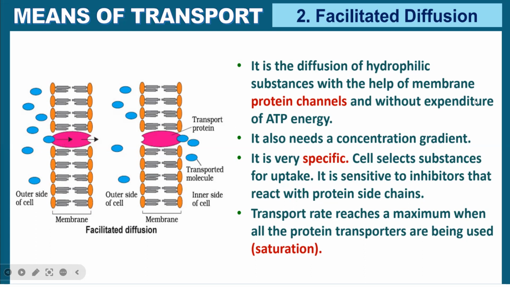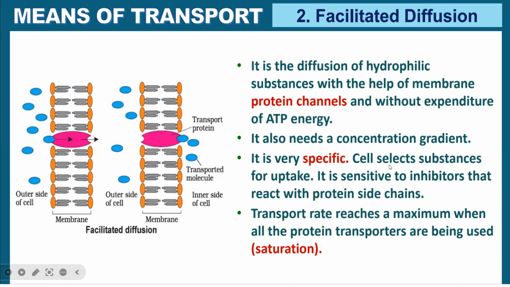Okay, and without expenditure of ATP, energy, it also needs concentration gradient. This concentration gradient is also required. Only these protein channels are there, which helps in diffusion. That's why it is called facilitated diffusion. It is very specific. Now, these channels are very specific. They will not allow anyone to go in or come out.